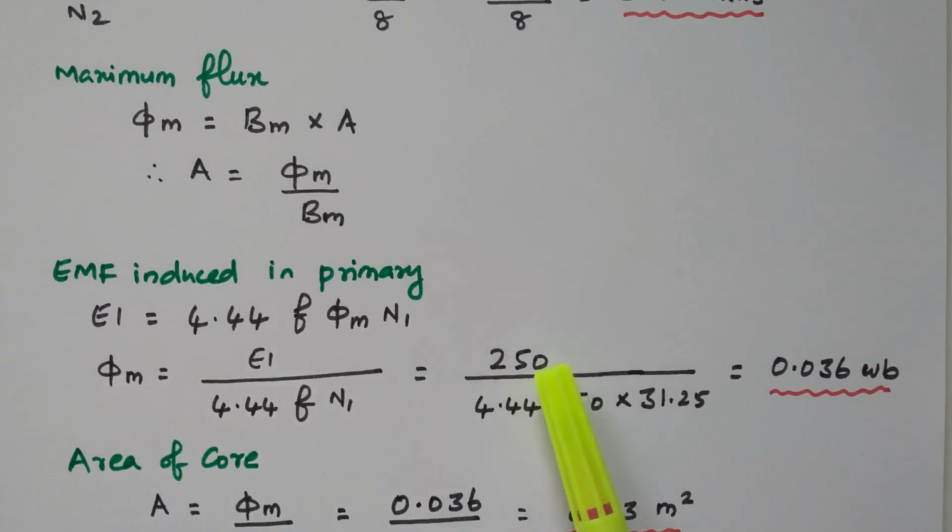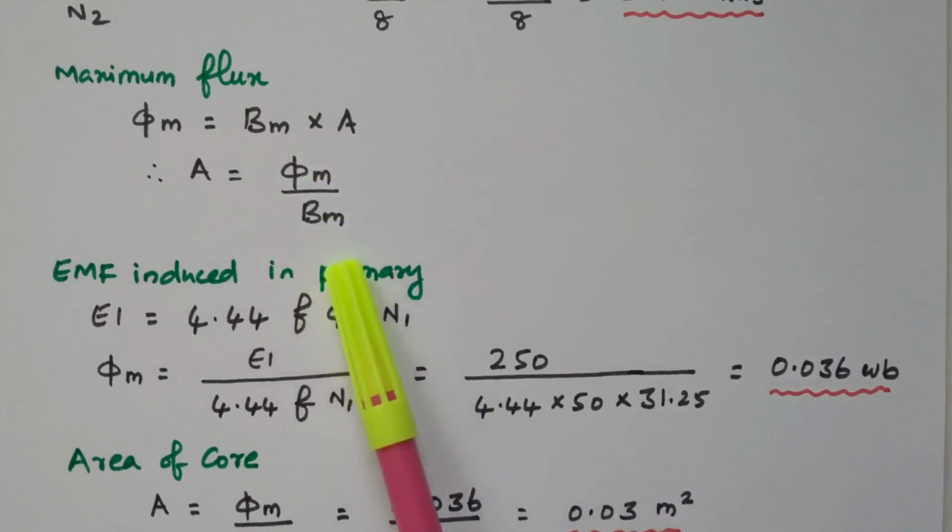So, E1 is 250 volt, divided by 4.44, f is 50 and N1 is 31.25, the primary number of turns we calculated. By simplifying this we got 0.036 Weber. So, the maximum flux phi m equals 0.036 Weber.